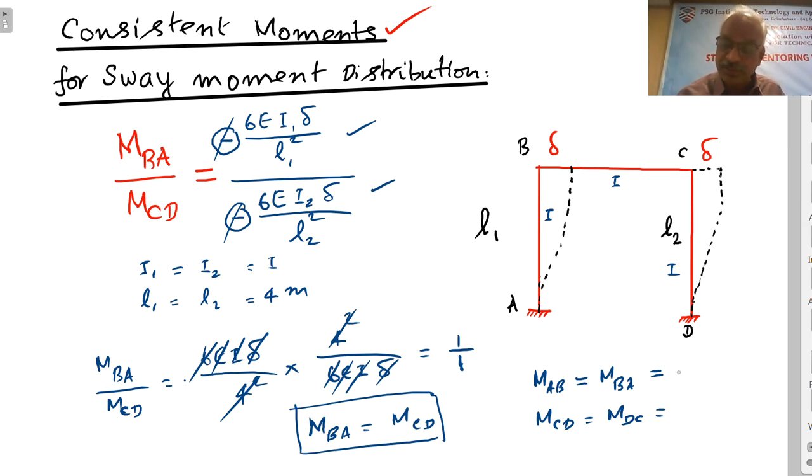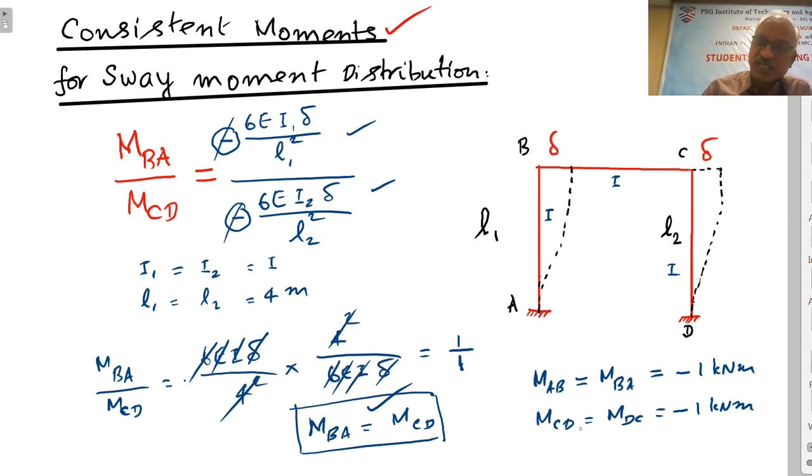We have got these values, MBA equal to MCD. So let us assume MBA equal to MCD equal to minus 1 kilonewton meter. This is also minus 1 kilonewton meter, because MBA equal to MCD. We can assume minus 1, minus 10, minus 100, minus 25, any value, but they must be equal. We can assume any value for the moments. Only thing is all the 4 moments will be equal in this ratio. That's all. Let us start with the minus 1, right?